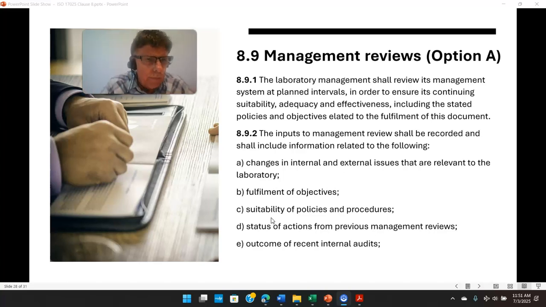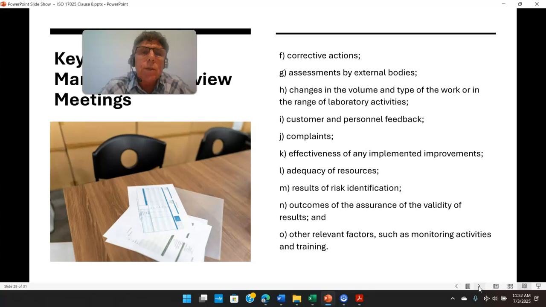This does include your proficiency testing policy. Do you need to make revisions to it? You know you have to have a 4-year plan. You have to stick to your proficiency testing plan. Does it need adjusting? This would be a good place to talk about that. Status of actions from previous management reviews. Do you have any hanging actions that weren't completed during the last management review when we talked about the outputs, which are action items? Outcome of recent internal audits. We talked about that. We move on to F, which is corrective actions.